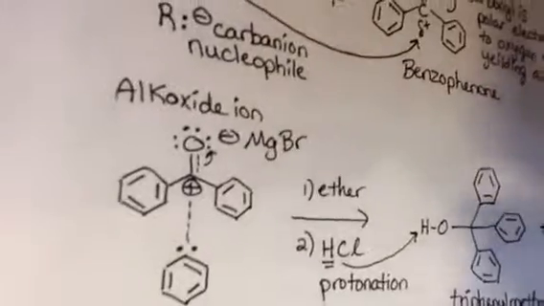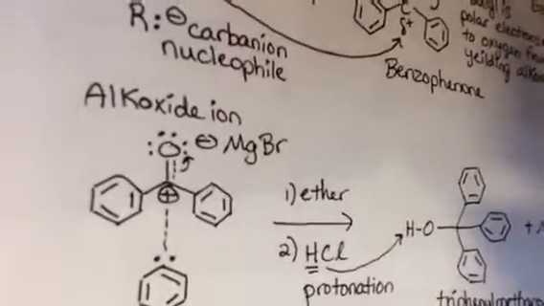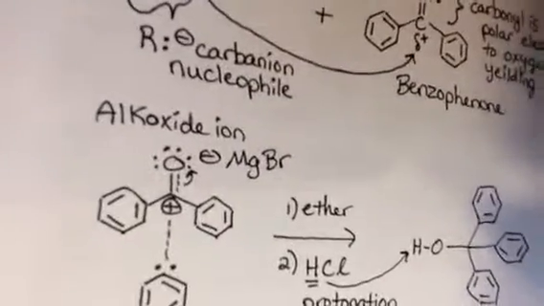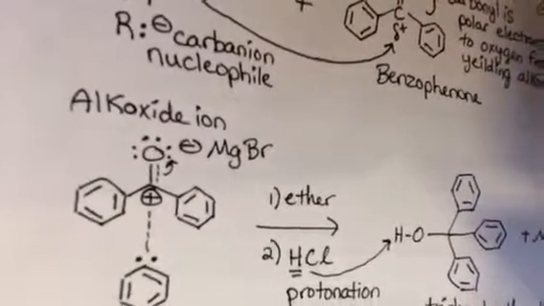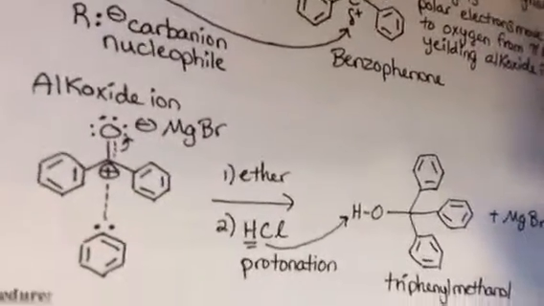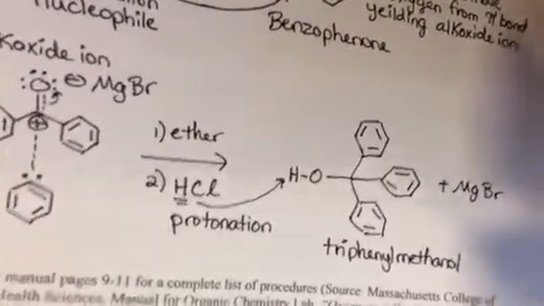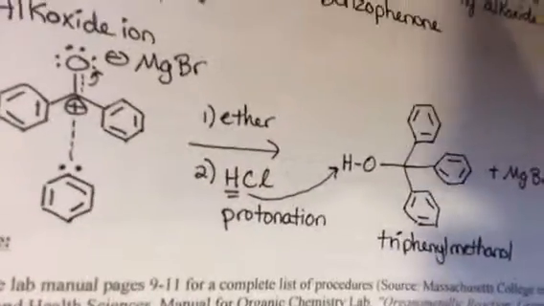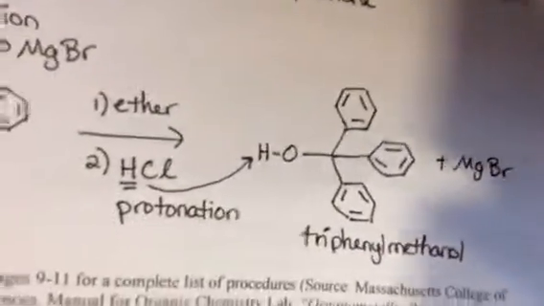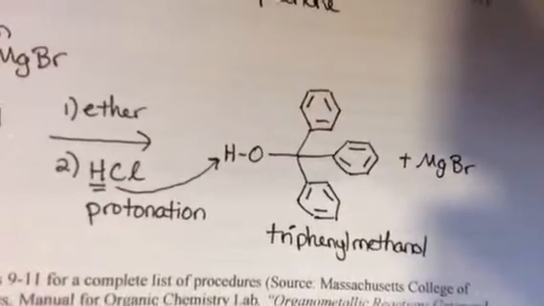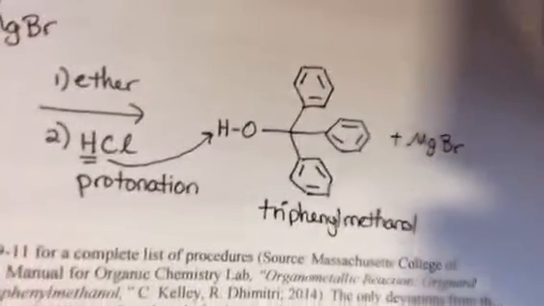The carbanion is attacking that carbonyl carbon, and then the pi electrons of that double bond move towards the oxygen to form the alkoxide ion. And in the last step, our alkoxide ion is quenched with hydrochloric acid, which protonates the alkoxide ion, creating our tertiary alcohol product, the triphenylmethanol.